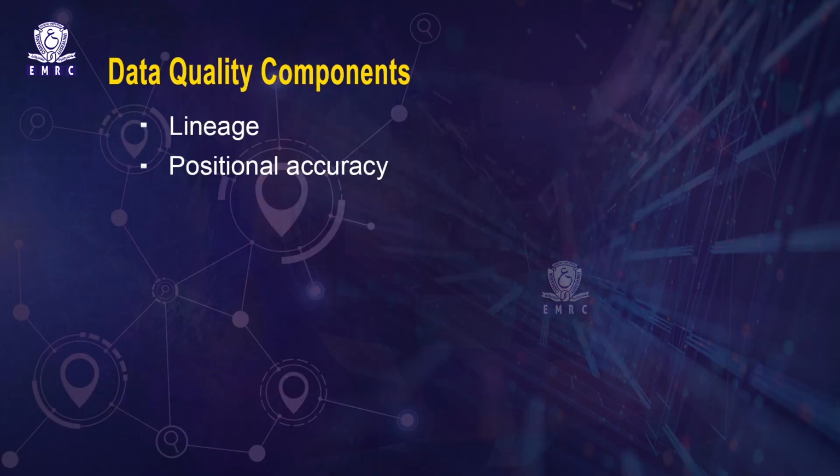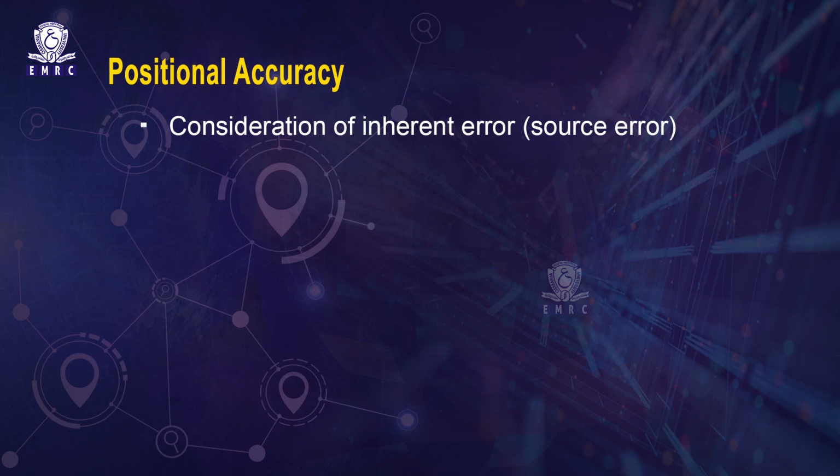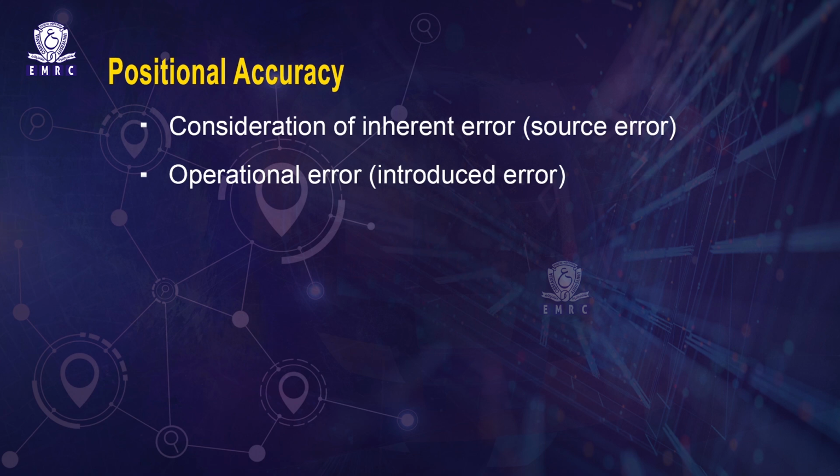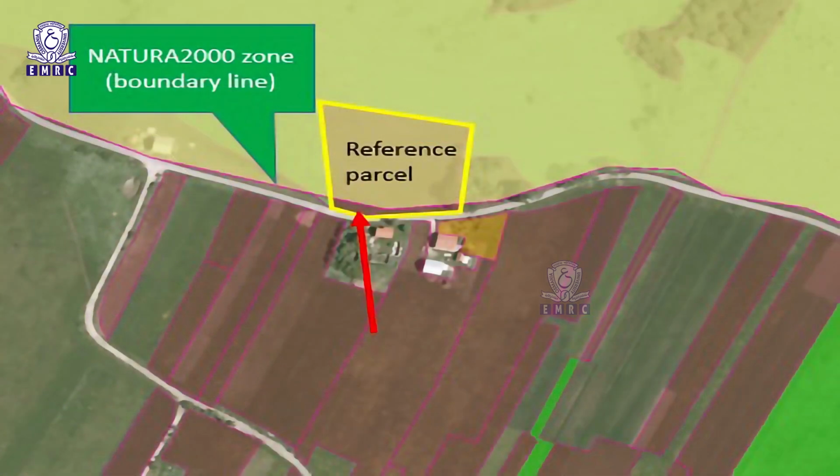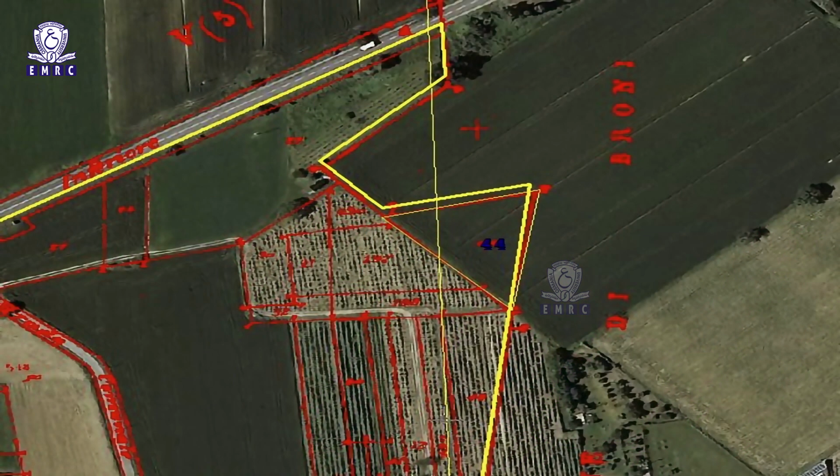Positional accuracy. The identification of the positional accuracy is important. This includes considering the inherent errors, that is the source errors, and operational errors, which are introduced errors. A more detailed review is provided in the errors section. Positional accuracy is the expected deviance in the geographic location of an object from its true ground position. This is what we commonly think of when the term accuracy is discussed.